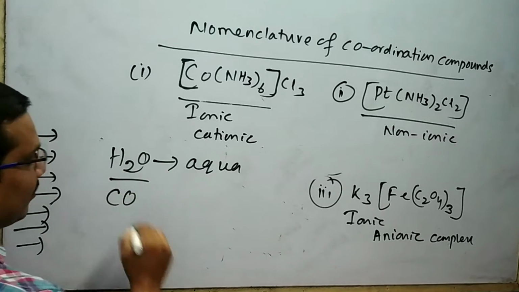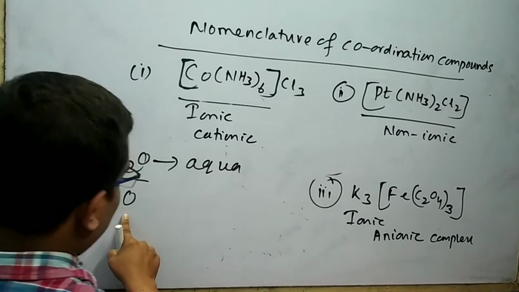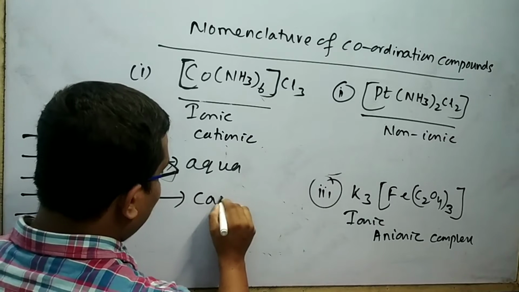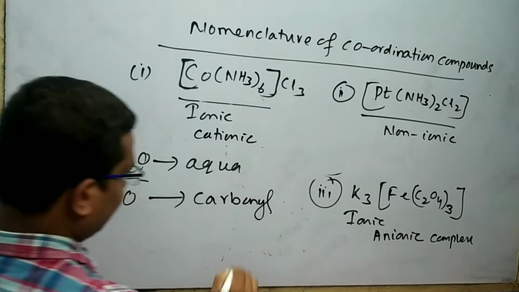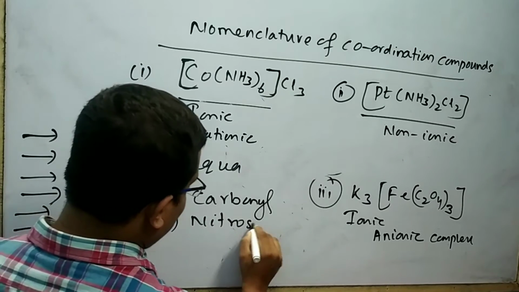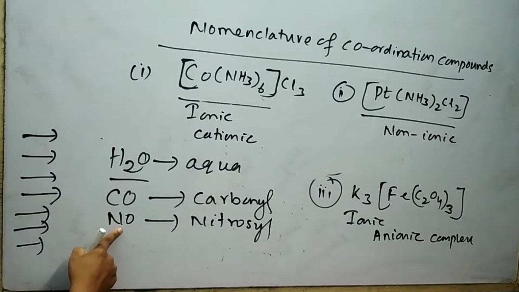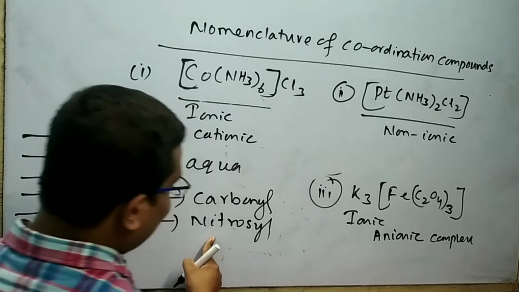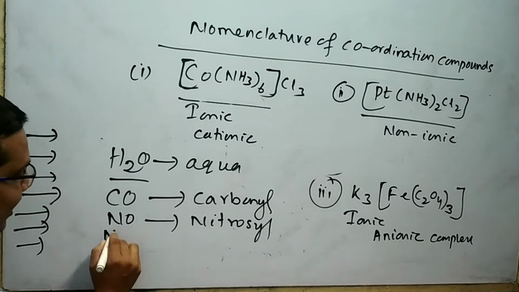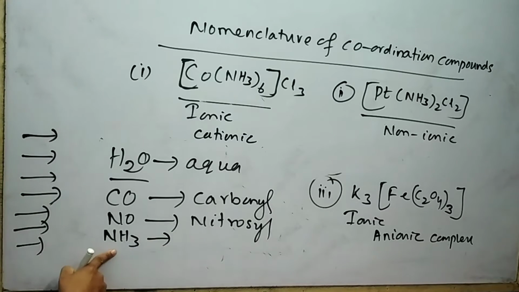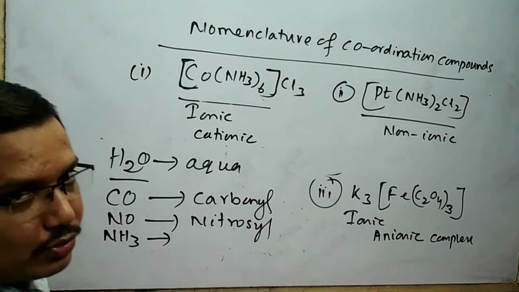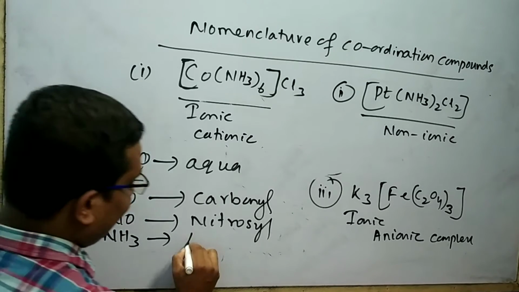Like that, CO is said to be carbon monoxide. If this is used as a ligand, then I can write carbonyl. Similarly, for NO, I can write nitrosyl. This is nitric oxide, but it is bound to write nitrosyl in the nomenclature of the coordination compound. Similarly, NH3 is said to be ammonia, but if this compound is used as a ligand, then it is bound to write amine.